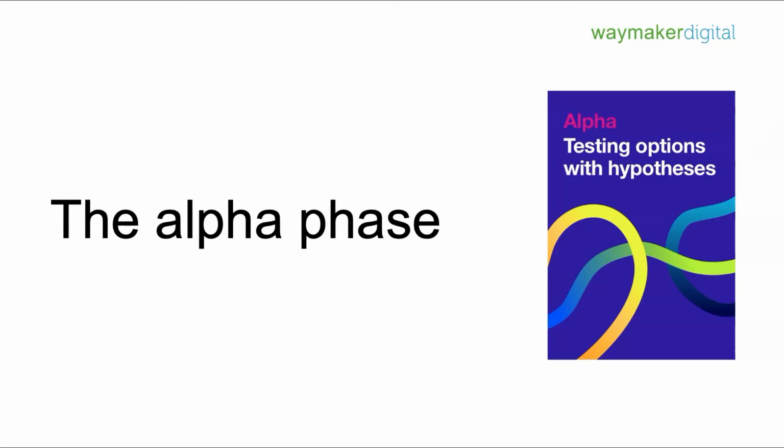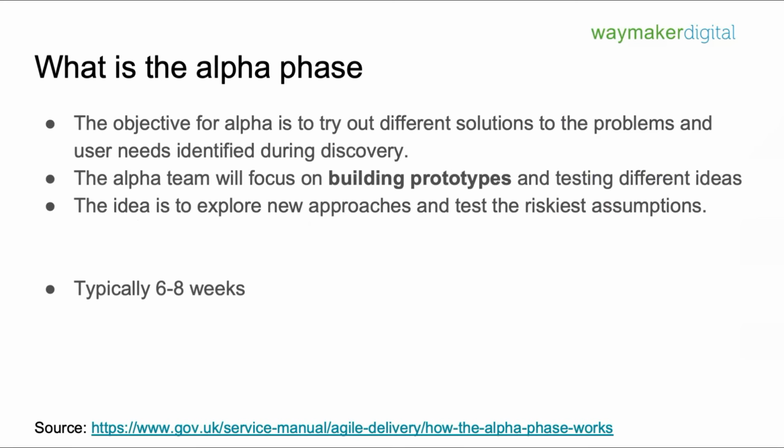The alpha phase is the phase where we begin to test options with hypotheses. The objective of the alpha phase is to try out different solutions to the problems and the user needs that we have identified in the previous phase, which is the discovery phase. So as a team, we will be focusing on building prototypes, and we'll be focusing on testing different ideas. And in this phase, the important thing to note is that the product team or the service team should not be afraid to challenge the way things are done in the current way, because the alpha phase is a chance to explore new ideas, to explore new approaches, and to test the riskiest assumptions.